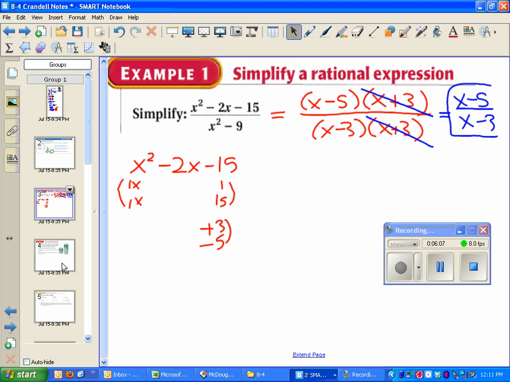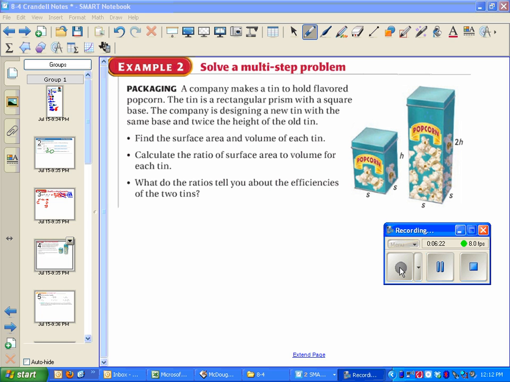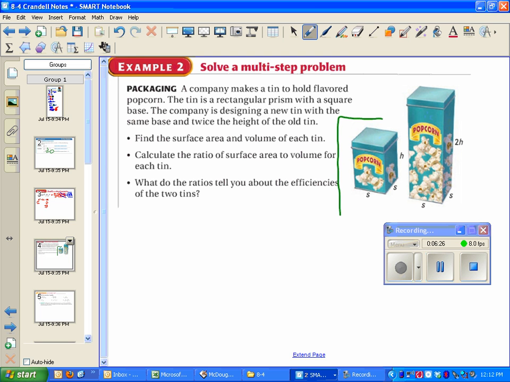All right, so let's look at our favorite type of problem, a word problem. All right, so pause it, see what you can do with that. All right, so we want to figure out the surface area and volume of each tin. So the surface area, let's see, so this will be the old tin.